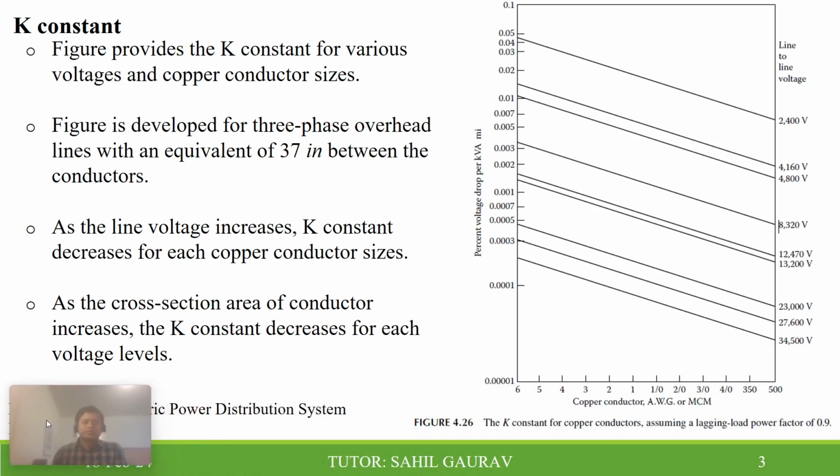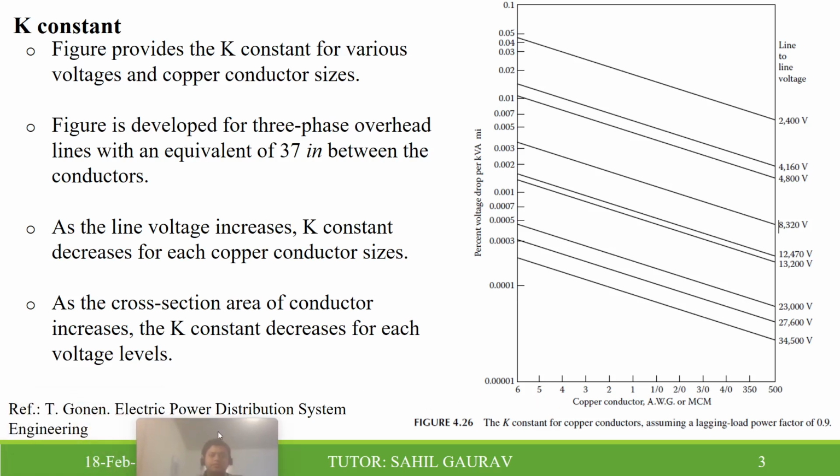This figure shows the K constant for copper conductors, assuming a lagging load power factor of 0.9. For a detailed description of this K constant, you can refer to the Turan Gonen book, Electric Power Distribution System Engineering. This figure gives the K constant for various voltages and copper conductor sizes, and it is developed for three-phase overhead lines with an equivalent spacing of 37 inches between the conductors.